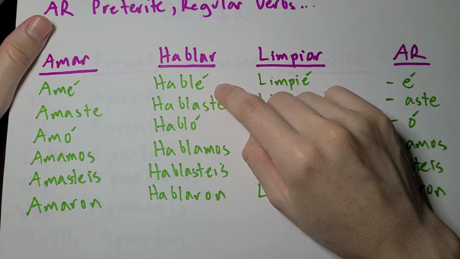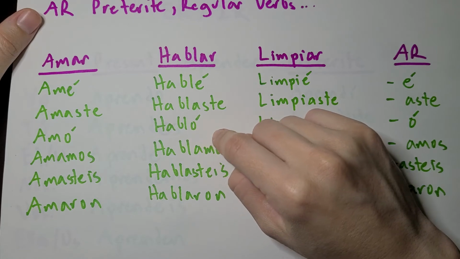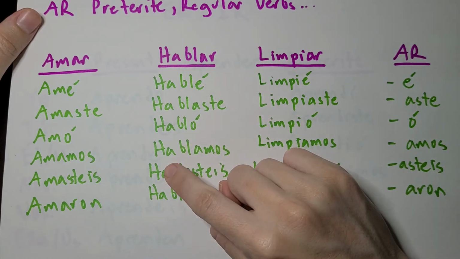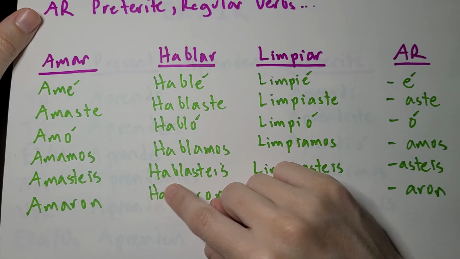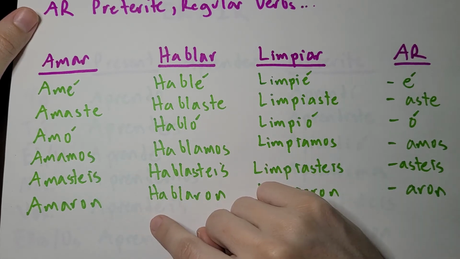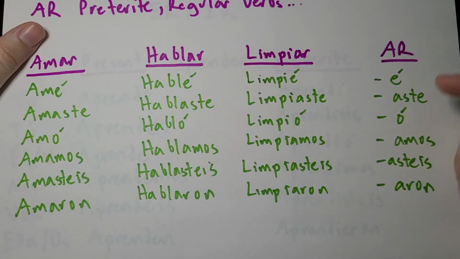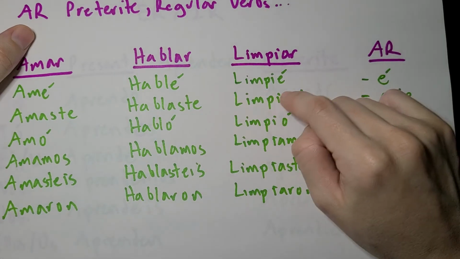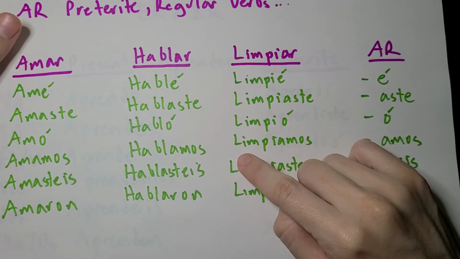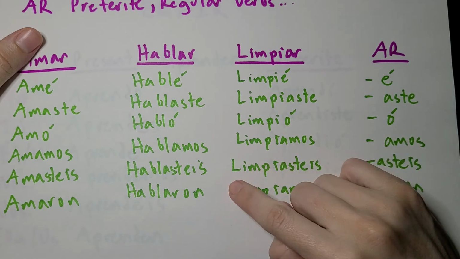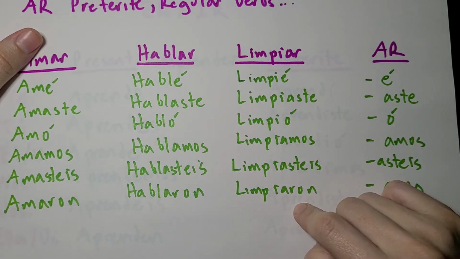Yo hablé. I talked. Tú hablaste. You talked. Él habló. He talked. Nosotros hablamos. We talked. Vosotros hablasteis. You all talked. Ellos hablaron. They talked. Limpiar means to clean. Yo limpié. Tú limpiaste. Él limpió. Nosotros limpiamos. Vosotros limpiasteis. Ellos limpiaron.